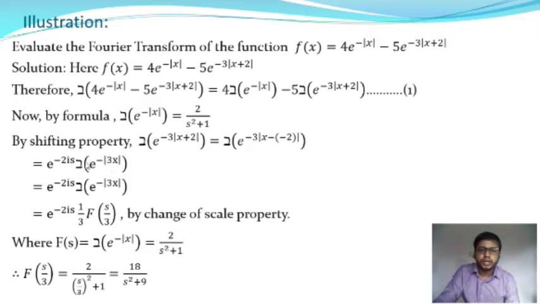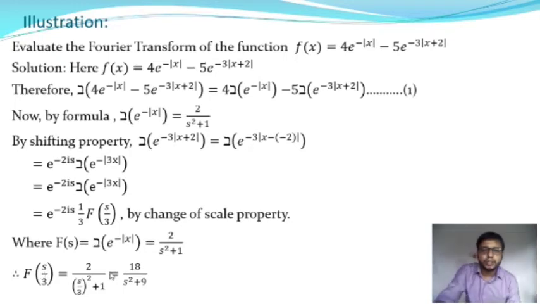And then we apply the change of scale property of the Fourier transformation, and from this we get 1 by 3 into F of s by 3. This is the change of scale property, where F(s) is equal to the Fourier transformation of e to the power minus modulus of x, which is 2 by s square plus 1. So therefore F of s by 3 will give 2 by (s by 3) whole square plus 1, that means 18 by s square plus 9. This is the value of the Fourier transformation at s by 3.